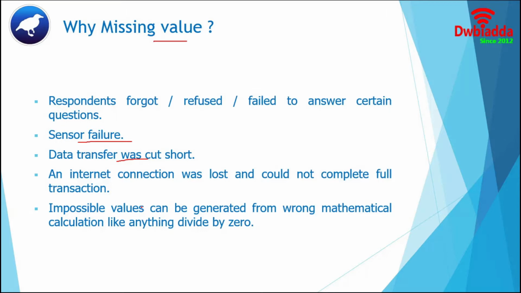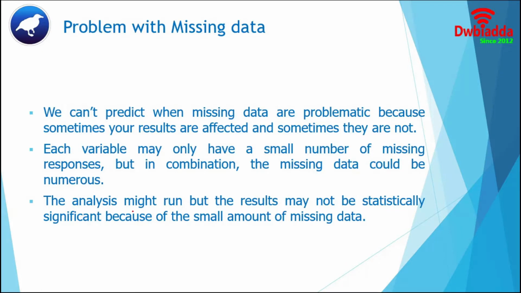Now going to the next section. This section is especially for problems related to missing data. It is always hard to predict when missing values are harmful. Sometimes they may affect the predictions and sometimes not. In our dataset, each variable may contain a small number of missing responses, but in combination they would be numerous. Finally, data analysis might run, but the results may not be statistically significant because of missing data.